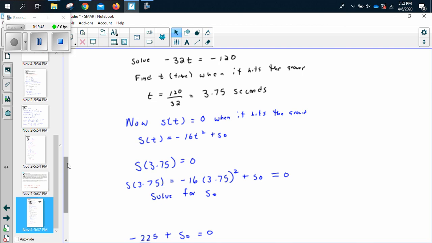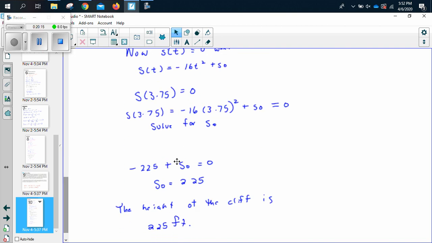Now, I also know that when it hits the ground, the position is 0. And I know that this is the position function. I just don't know what s naught is. But I know that s of 3.75 is 0. So I put 3.75 into my position function, and I know that's 0. Then all I have to do is solve for s naught. This gives me negative 225 plus s naught equals 0. So s naught equals 225, and that's the height of the cliff.